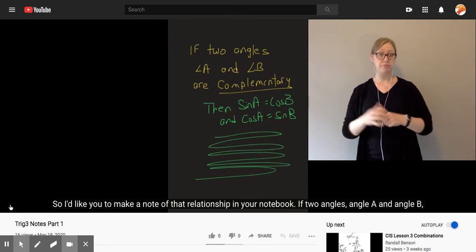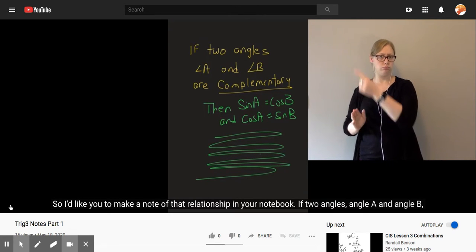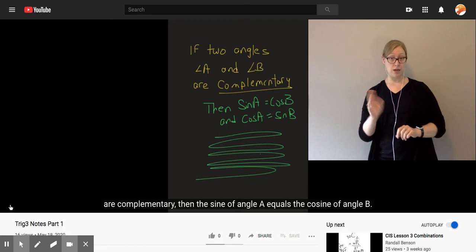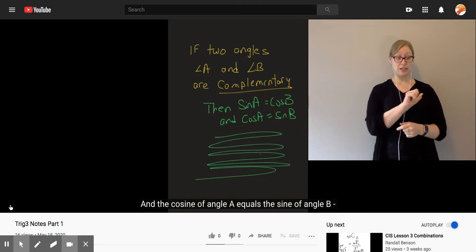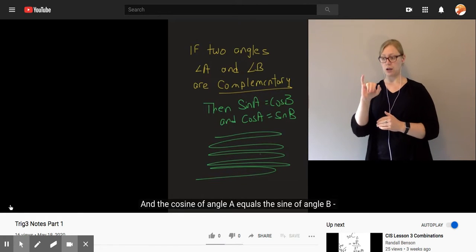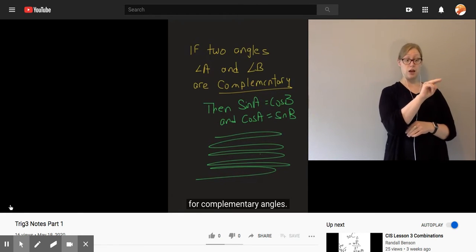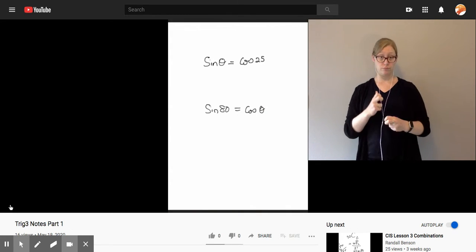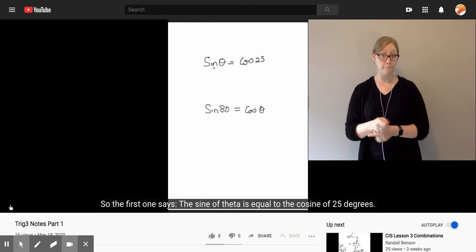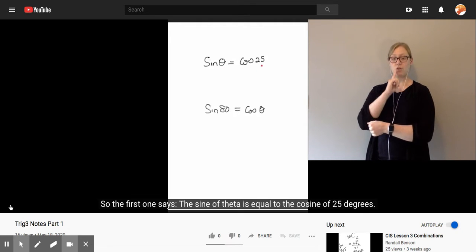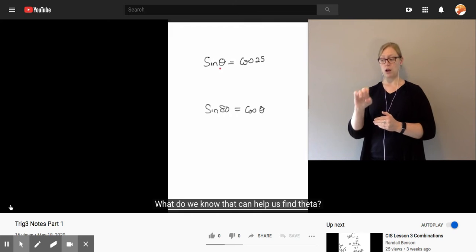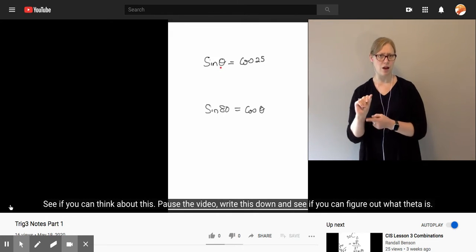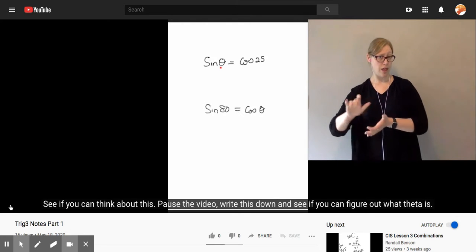So I'd like you to make a note of that relationship in your notebook. If two angles, angle A and angle B, are complementary, then the sine of angle A equals the cosine of angle B, and the cosine of angle A equals the sine of angle B. So here are two problems that we can solve using that relationship. The first one says the sine of theta is equal to the cosine of 25 degrees. What do we know that can help us find theta? See if you can think about this. Pause the video, write this down, and see if you can figure out what theta is.